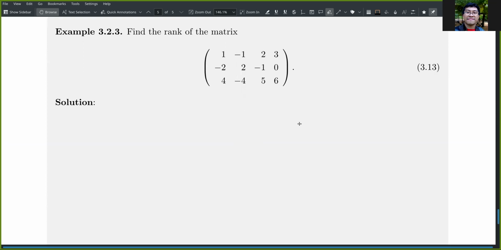For example, we want to find the rank of this matrix. Now we can observe things. First of all, the largest square submatrix that we can find is if we remove one row, we get a 3 by 3 matrix, but there are a lot of possible 3 by 3 matrices. Actually, there would be a total of several combinations of 3 by 3 matrices.